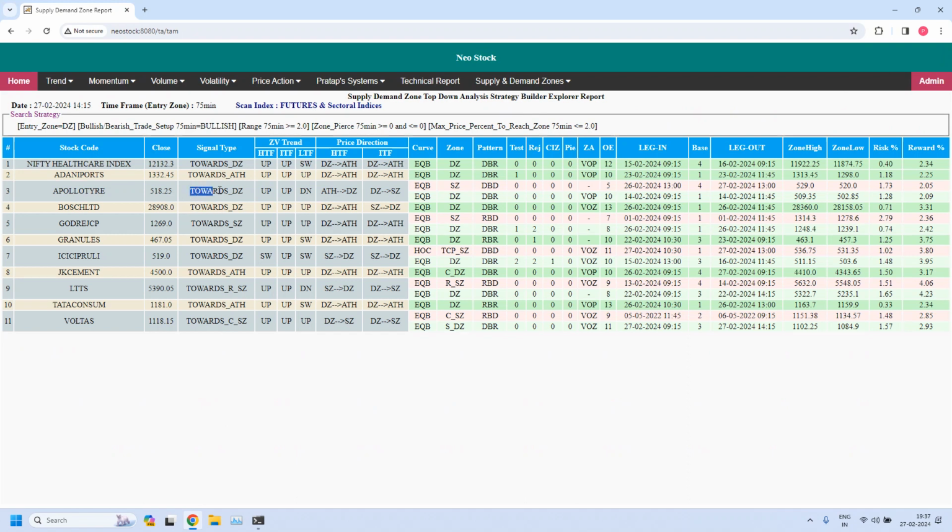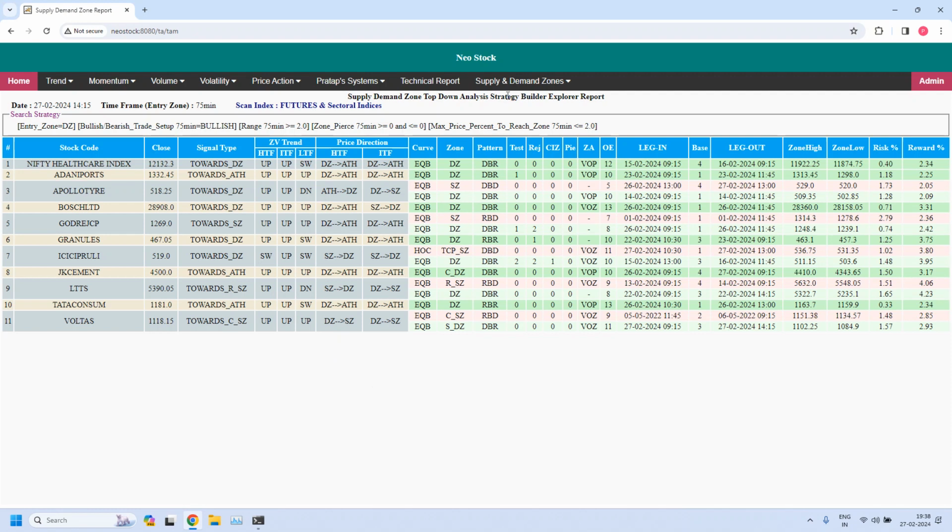Apollo Tyres is moving towards the demand zone. Bosch moving towards the demand zone. Granules moving towards the demand zone. ICICI Prudential moving towards the demand zone. Apart from these, some stocks are moving towards the supply zone. So maybe this number is good enough for you to plan your trades. There are 11 stocks in this list. If the stock price is down by 2% tomorrow, probably you will get an entry in the zone. So this is about a bullish trade setup for weekly income trade.